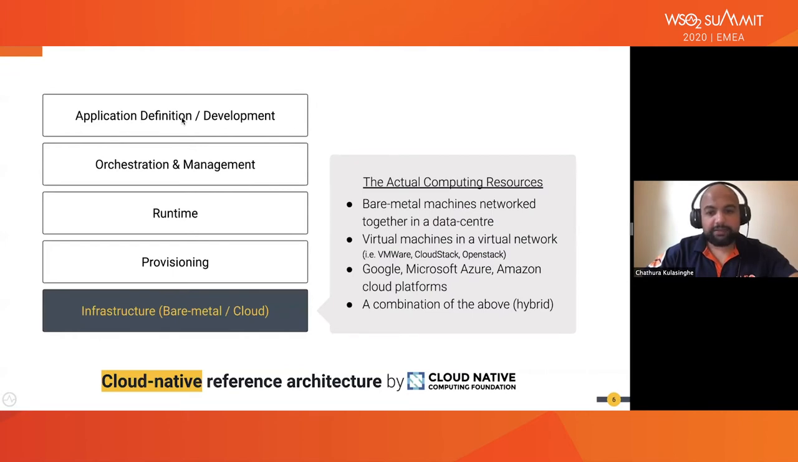So the infrastructure layer is basically the actual computing resources in a particular deployment. This can be bare metal machines networked together in a normal data center, or it can be a collection of virtual machines in a virtual network. As examples, you can see VMware, CloudStack, and OpenStack kind of frameworks that you are using in order to have this kind of infrastructure. Or otherwise, it could be some public cloud, such as Google, Microsoft Azure, or Amazon AWS. Or simply, it can be a combination of these infrastructure or actual computing resources.